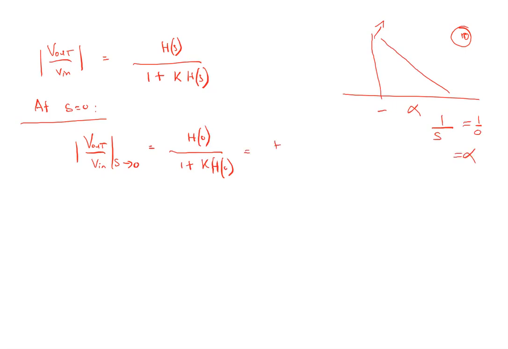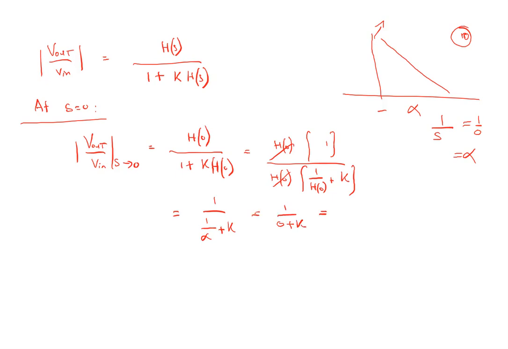So we can easily take H of 0 common from the numerator and denominator. So it's going to be 1 over (1 over H of 0 plus K). Now H of 0 is infinity, so 1 divided by (1 over infinity plus K) equals 1 over (0 plus K), which equals 1 over K. So what we concluded is that the closed loop V out by V in at lower frequency, or when s is equal to 0, is equal to 1 over K.